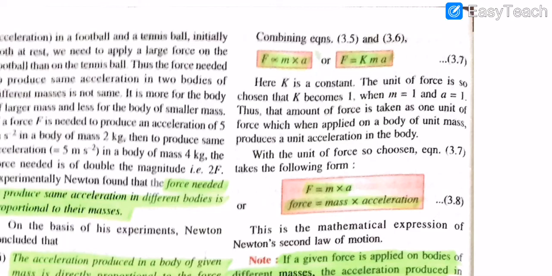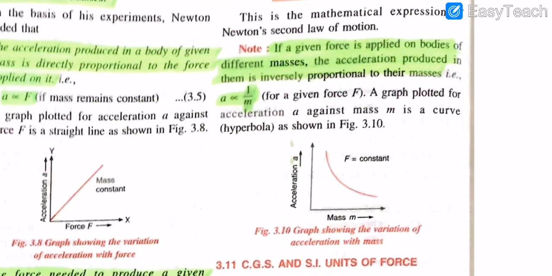Then note: if a given force is applied on bodies of different masses, the acceleration produced in them is inversely proportional to their masses. That is, a is proportional to 1 by m. And a graph plotted for the acceleration is given right here, because they are inversely proportional.